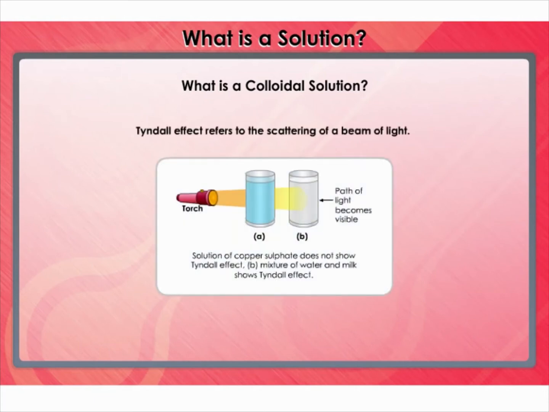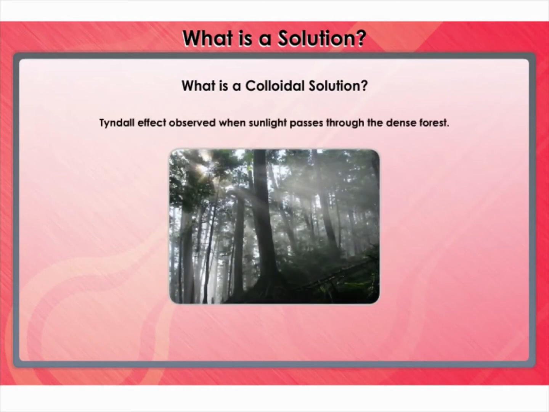Because of the small size of the colloidal particles, we cannot see them with naked eyes. But these particles can easily scatter a beam of visible light. The scattering of a beam of light is called the Tyndall effect. Tyndall effect can be observed when sunlight passes through the canopy of a dense forest. In the forest, mist contains tiny droplets of water which act as particles of colloid dispersed in the air.